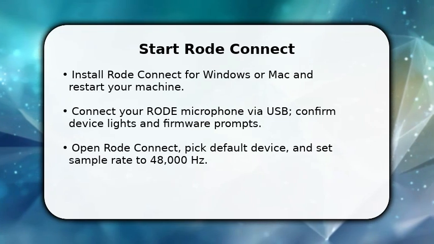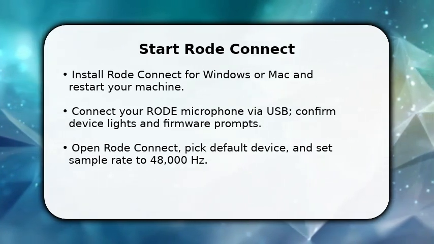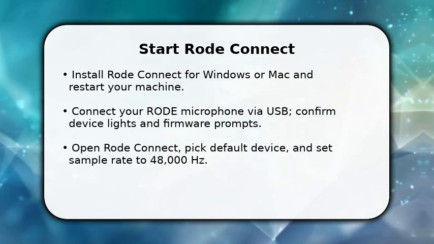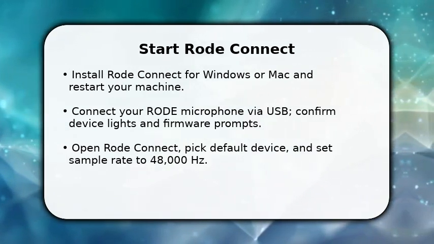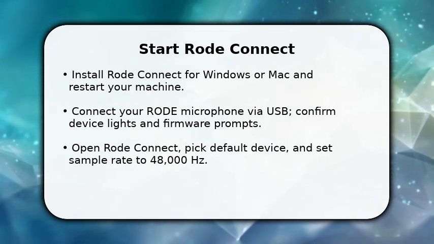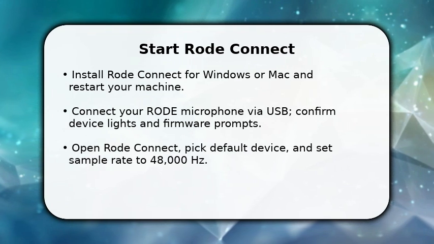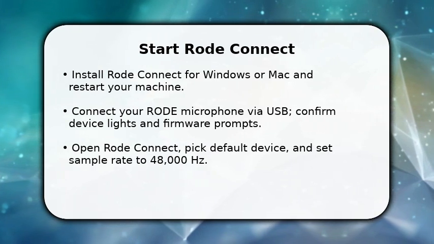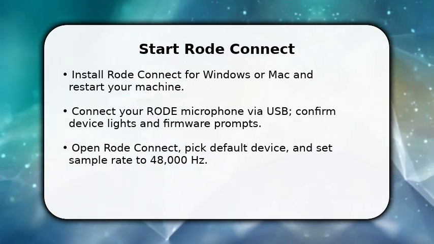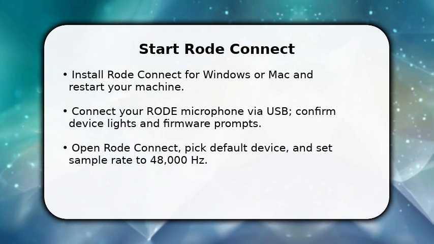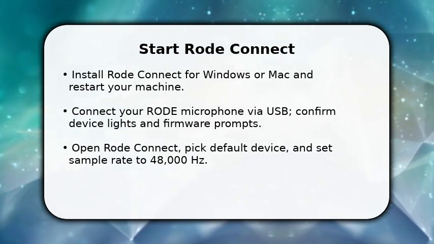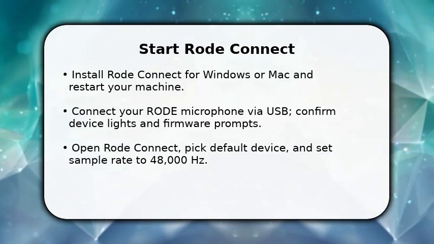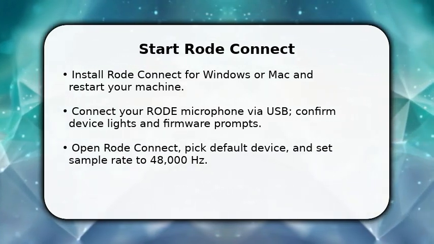You'll begin by preparing the essentials. Install Rode Connect on your computer and restart to ensure drivers load. Plug your Rode USB microphone directly into a powered port and watch for device LEDs or firmware prompts. Accept updates. Once done, launch Rode Connect and select your microphone as the default input and output within the app. Make sure the sample rate is set to 48,000 Hz for optimal sync with video and DAWs, and enable exclusive access only if you need dedicated input.